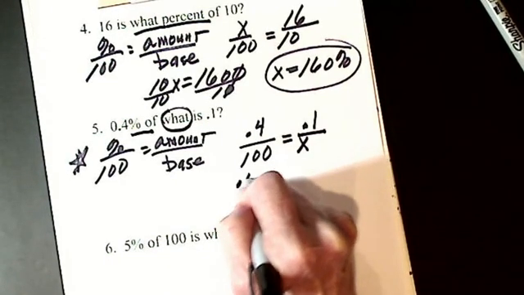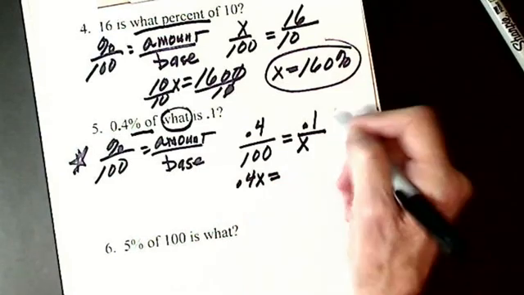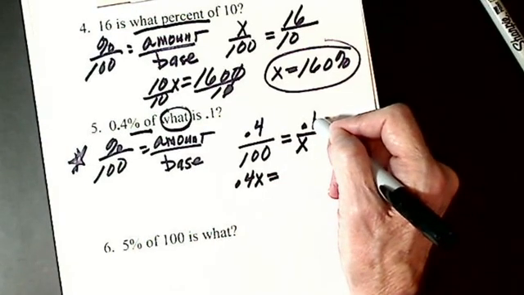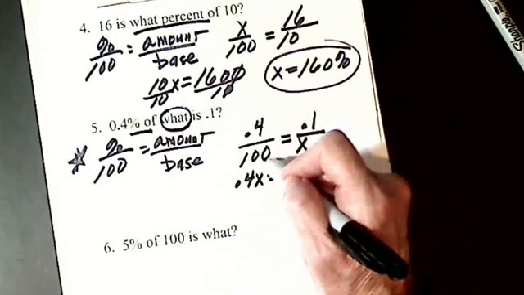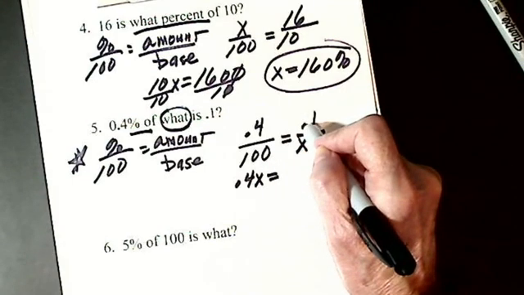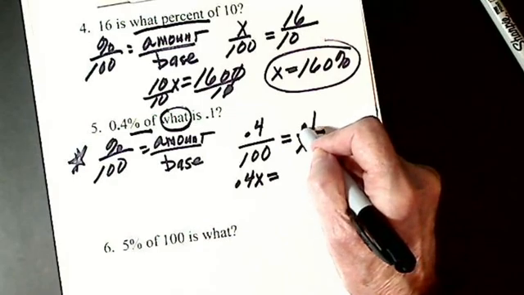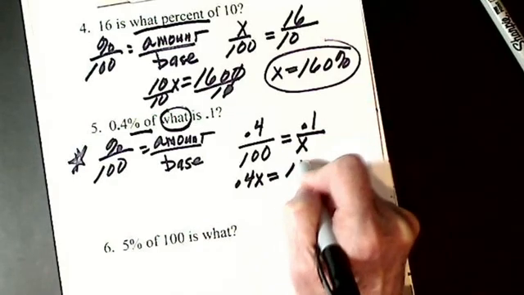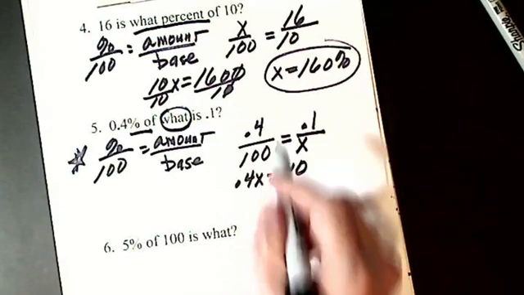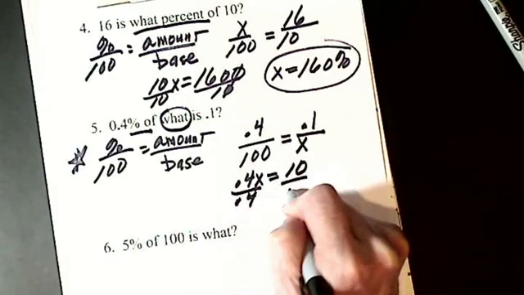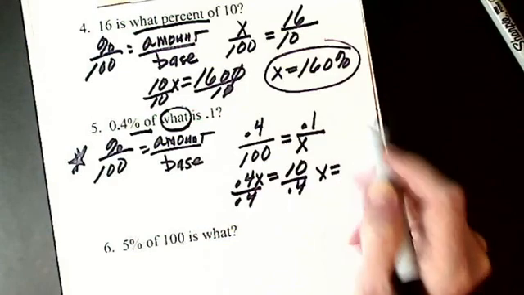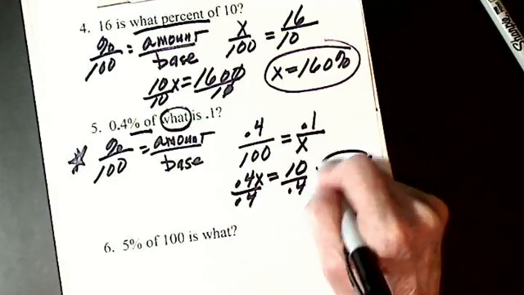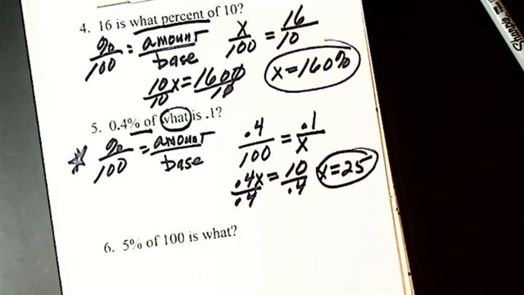I get 0.4x equals. I have to multiply 0.1 times 100. Now you're going to use a calculator, but to multiply by 100, all I have to do is move my decimal 2 places to the right. So I get 10. I have to divide by 0.4. So 10 divided by 0.4. X is going to be 25. So 0.4% of 25 is 0.1. But if you know the formula, hopefully they're all easy.